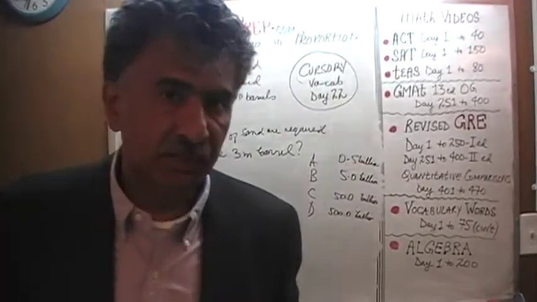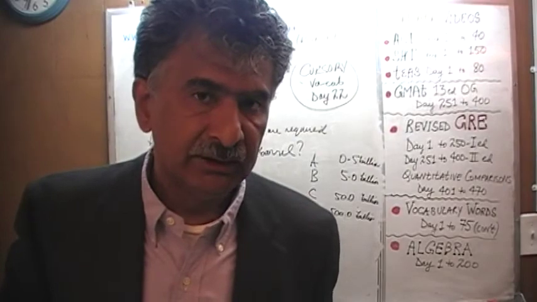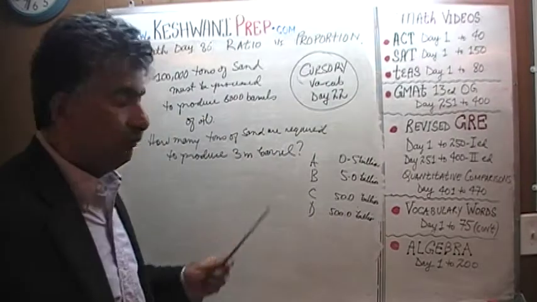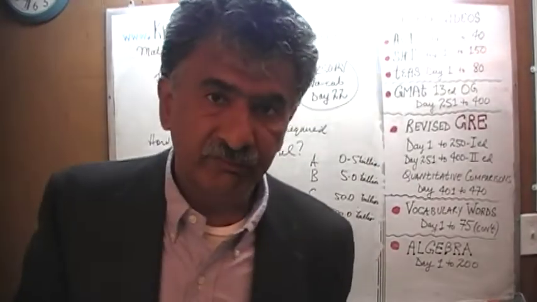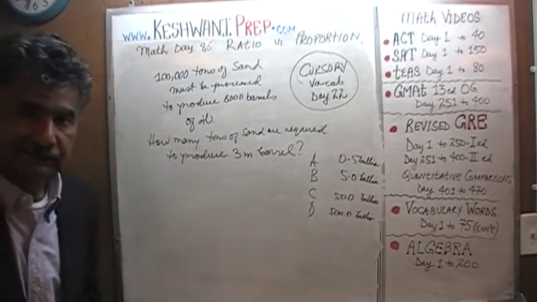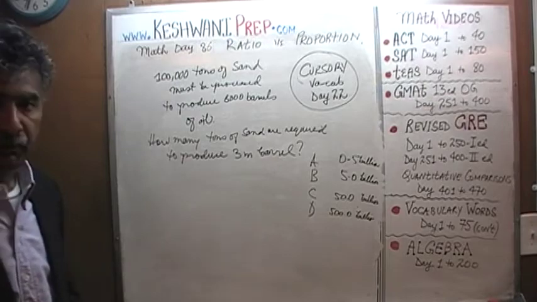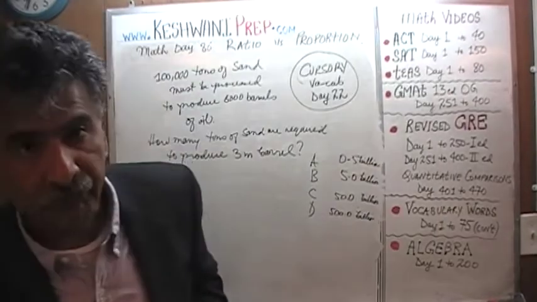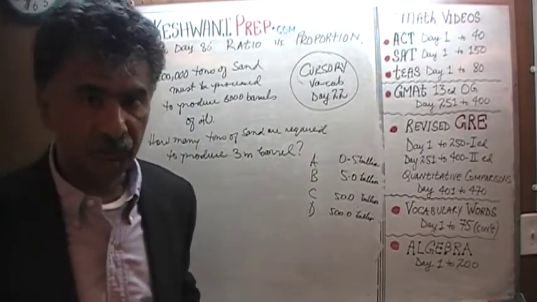How much sand do we need to process in order to be able to extract 3 million barrels of oil, given the fact that it takes 100,000 tons of sand to extract 6,000 barrels of oil? Do the problem yourself. Pause the video one more time. And then when you have the answer, you can resume the video. Do you understand?